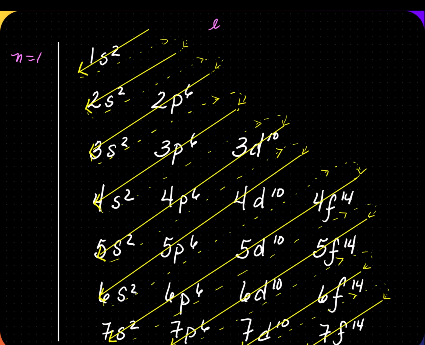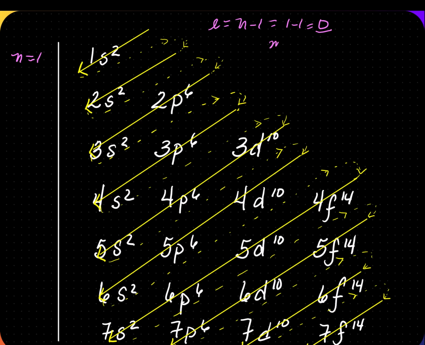L, which is the angular momentum quantum number, gives you the shape of the orbital. So L is defined as n minus 1. So when n is equal to 1, 1 minus 1 is equal to 0. And we know 0 has a value of s.